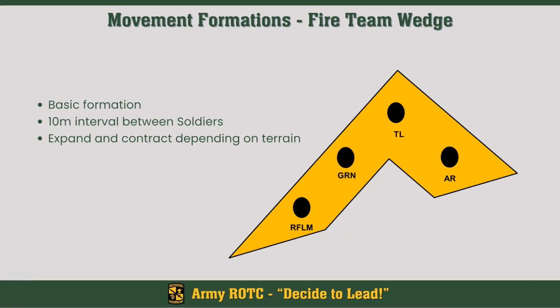So for example, as we talked about in the video, the main basic formation at the lowest level is the fire team wedge. Now, I wonder why it's called a wedge. Well, it looks a little bit like a triangle, right? Team leader in the front, automatic rifleman off to one side with the grenadier on the other, and the rifleman on the same side as the grenadier. You do typically want to keep a 10-meter interval between soldiers, but like I said, that can expand and contract depending on your terrain. You can get wider or a little bit closer, but ideally you want to keep at least 10 meters between yourselves.